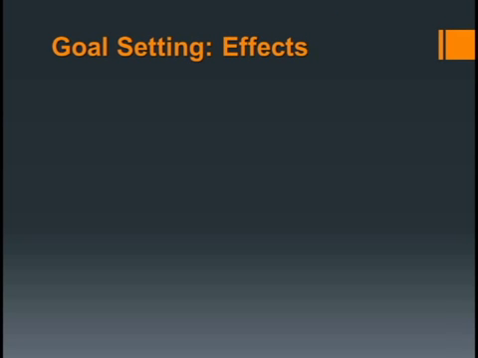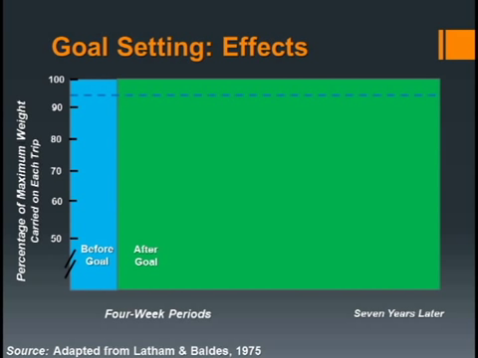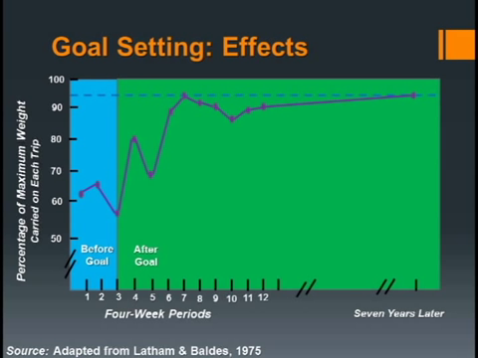An example of goal setting with some pretty impressive effects. The performance of loggers loading timber onto trucks markedly improved after a specific difficult goal was set. The percentage of the maximum possible weight loaded onto the trucks rose from approximately 60% before any goal was set to approximately 94%, the goal level, after the goal was set. Performance remained at this level as long as 7 years.